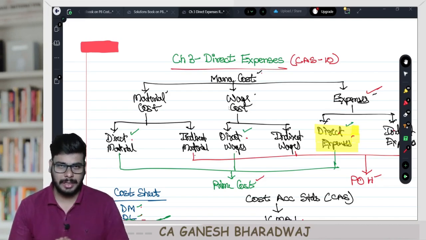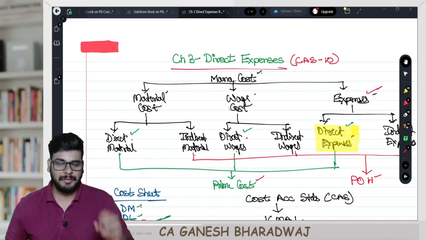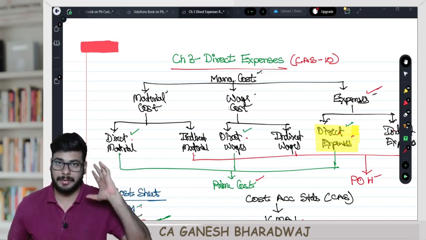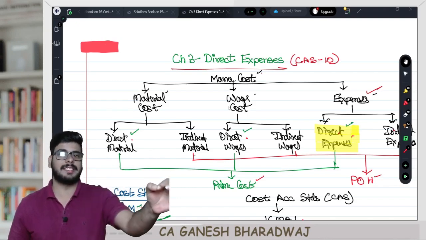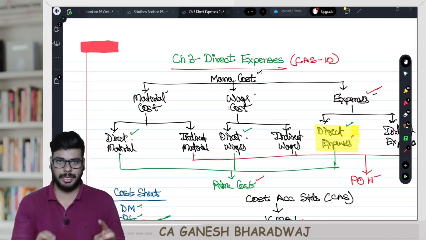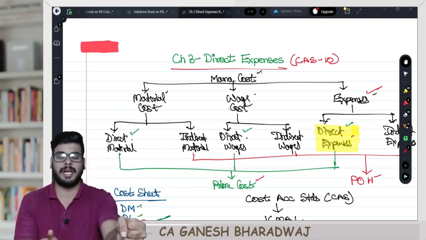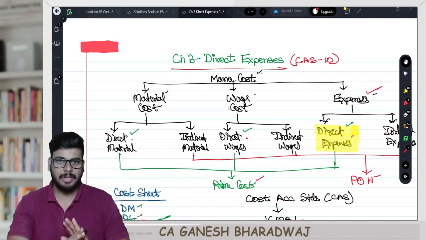But remember one thing, generally students get confused when a direct expense line item is given. Students will be confused whether to classify it as direct expense or under POH. Generally, the confusion is whether a particular line item should be classified under direct expense or POH. This confusion will only be there. No other confusion will be there.